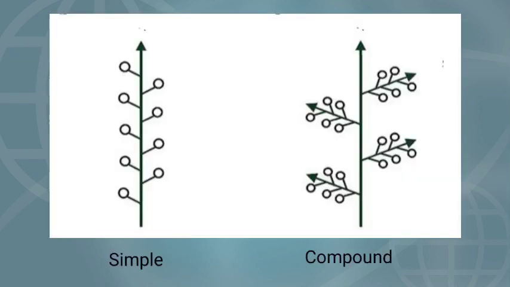Let's see the diagrammatic representation of simple raceme and compound raceme. See, in simple raceme, the arrow mark above shows it is showing indefinite growth. On this, it contains pedicellate flowers in an acropetal manner. The second one, compound raceme, it is branched. Each branch represents a simple raceme.